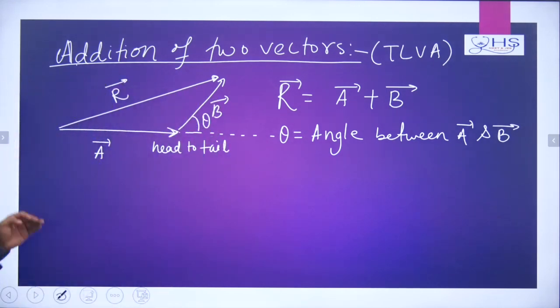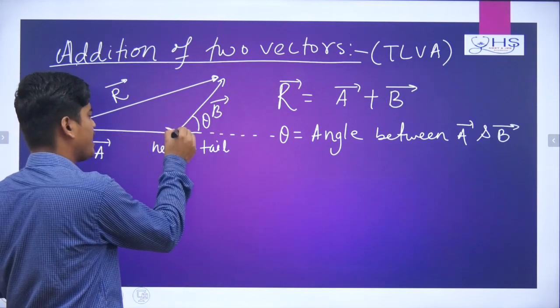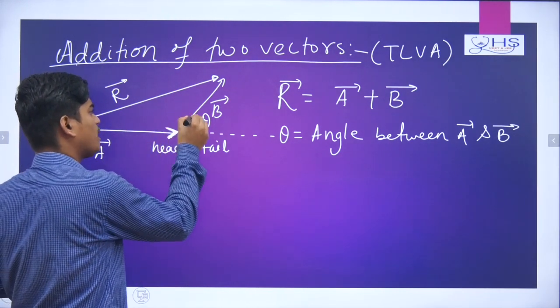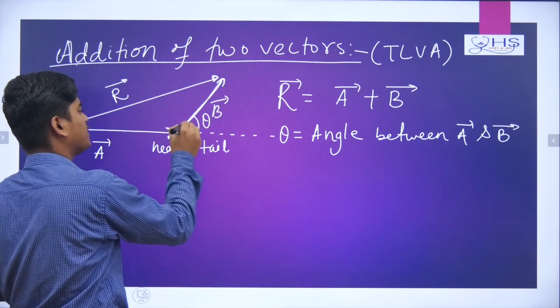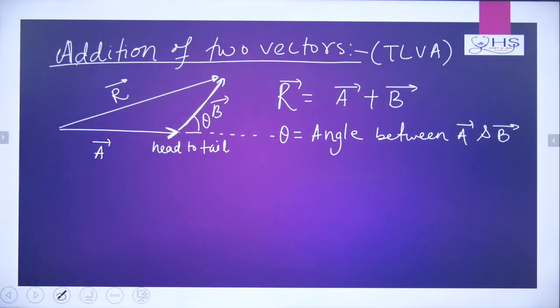What joining is given? Now head to tail joining is given. Now see, the A vector head is joining to what? B vector tail. So head to tail joining is there.